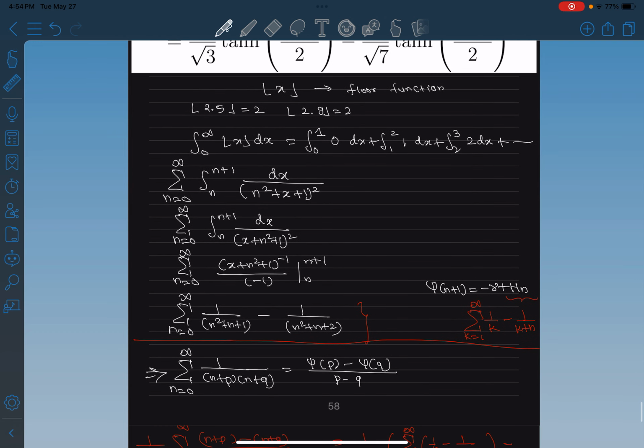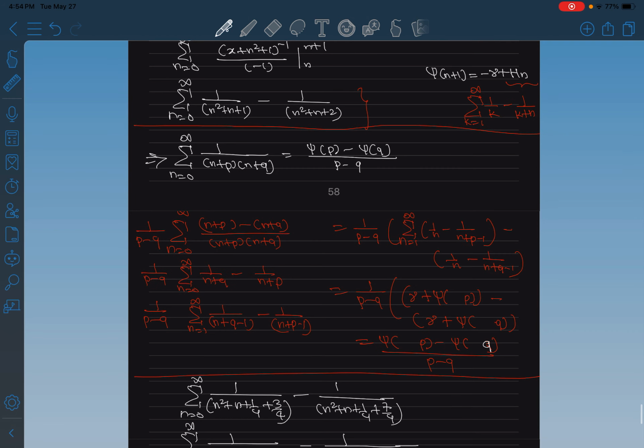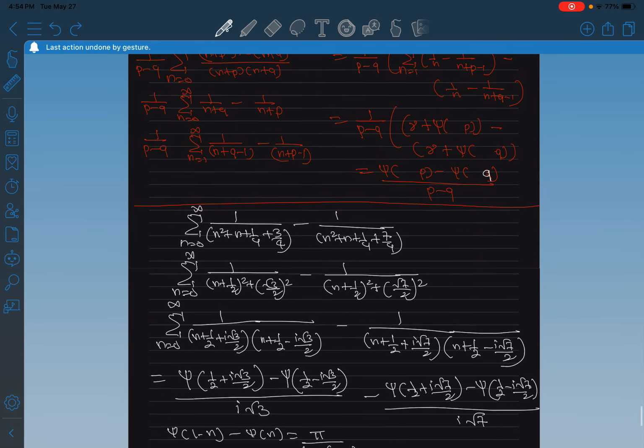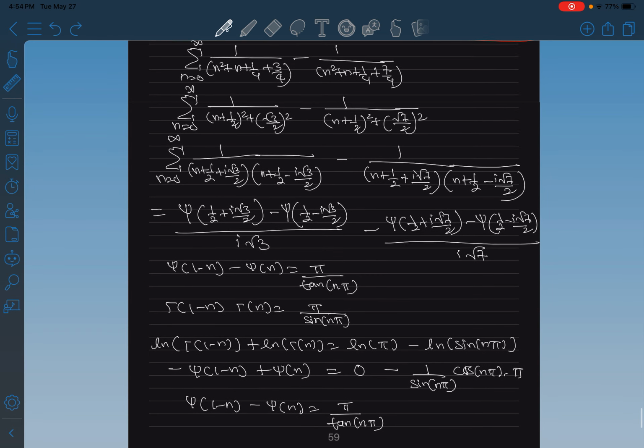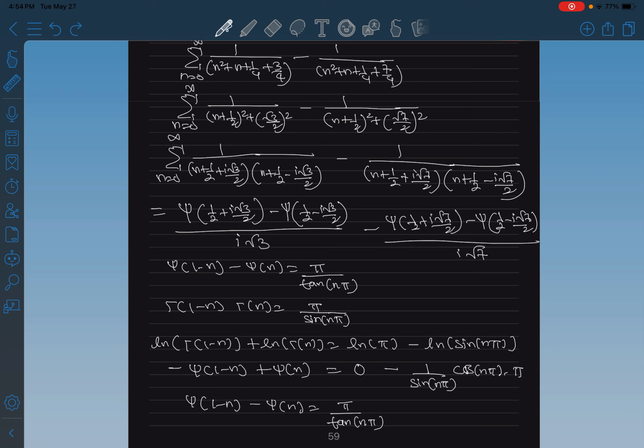To summarize, we first use the technique for the floor function, and then we use the digamma function, like how we can break this kind of fraction into a digamma function. And then after that, we invoke the reflection formula.